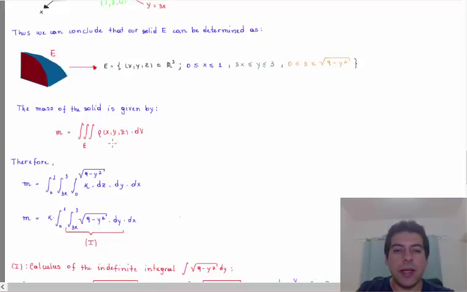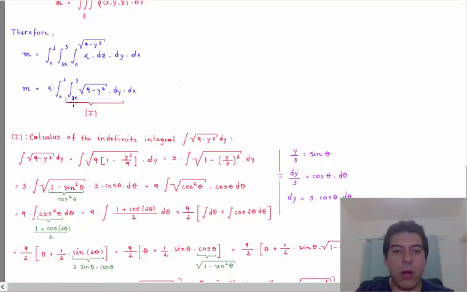The density function is the constant k. Since k is constant, we can leave it outside of the integrals. The first integral is the integral of dz. The integral of dz is just z, and z varies from this integral limit to this one. So the result of the first integral is just the square root of 9 minus y squared. At this point, we call this integral right here integral 1, and we will perform the calculus of this indefinite integral.